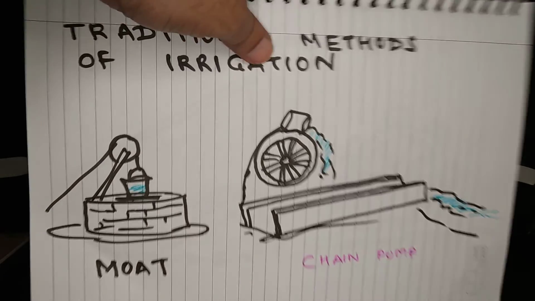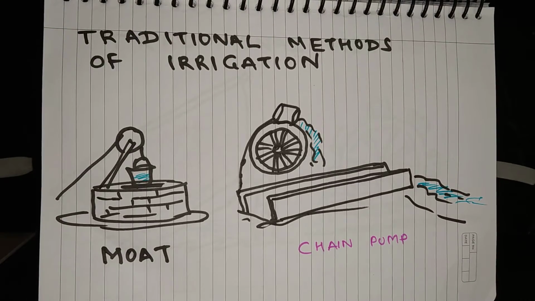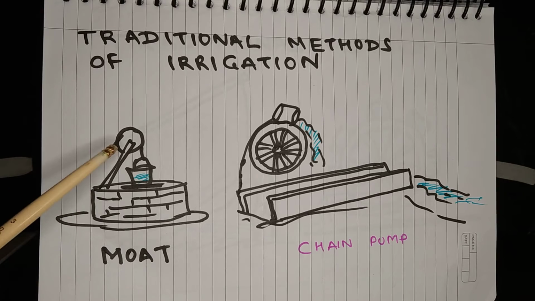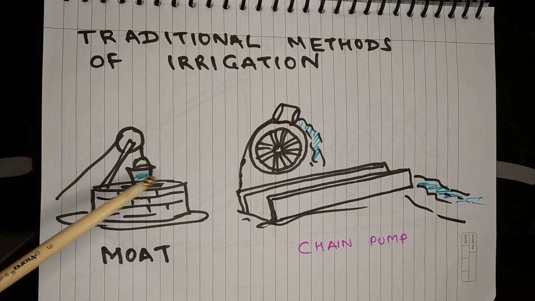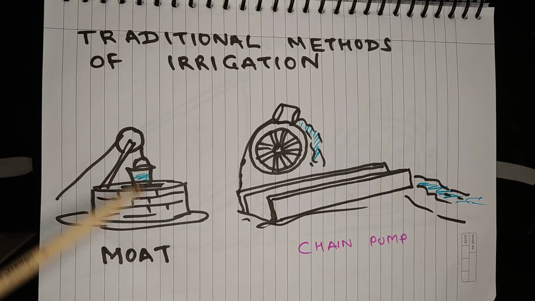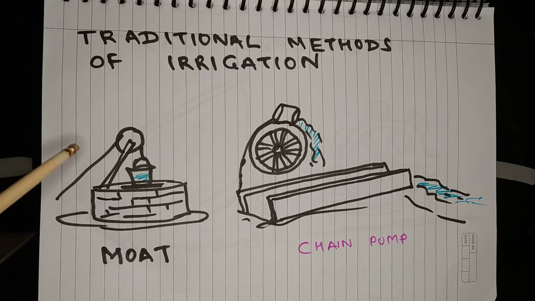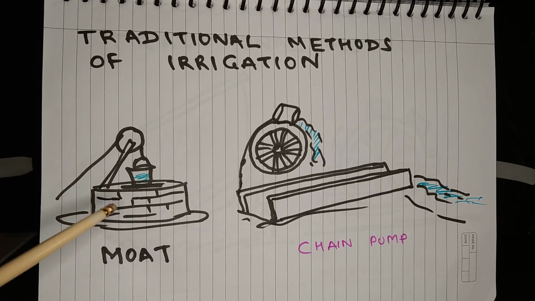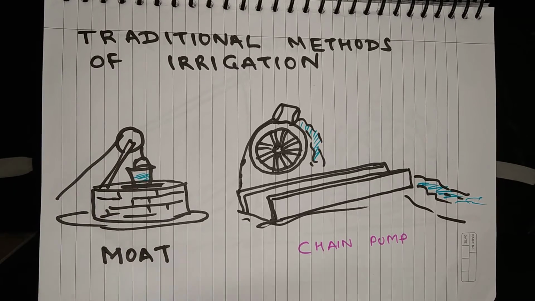Let us begin with the traditional methods. This is a moat. Moat is nothing but a system of a rope and a pulley. A bucket is attached to the rope, and when the pulley turns, water can be taken out from a well or any other reservoir. So that is how moat functions. Moat requires human labor, so it can be time consuming, and it is ideal for small plots of land.